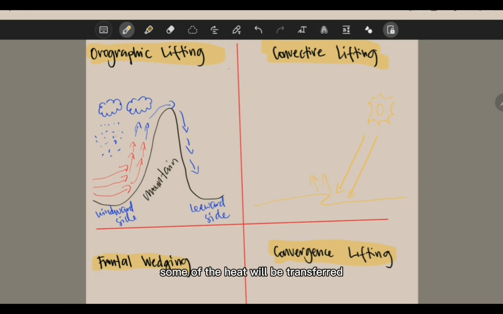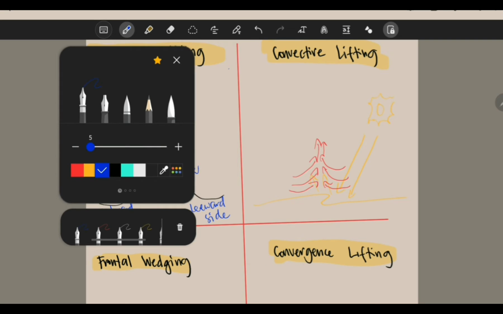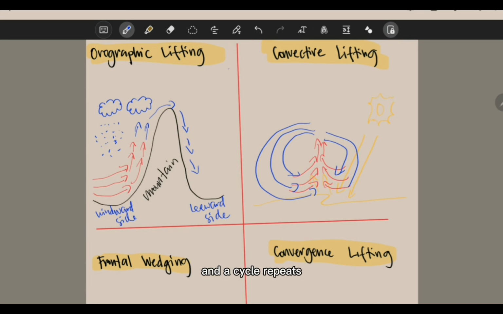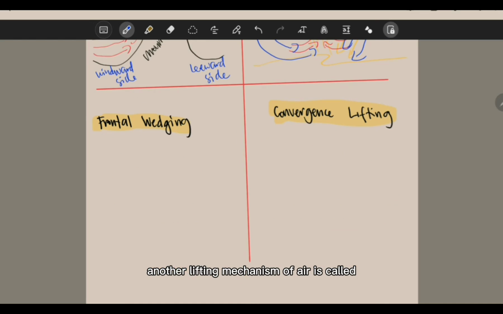Some of the heat will be transferred to the air moving over the land through convection, and this warm air tends to rise. As the warm air loses its density, it rises higher up in the atmosphere. To balance this out, cold air will replace the lost warm air, and the cycle repeats.